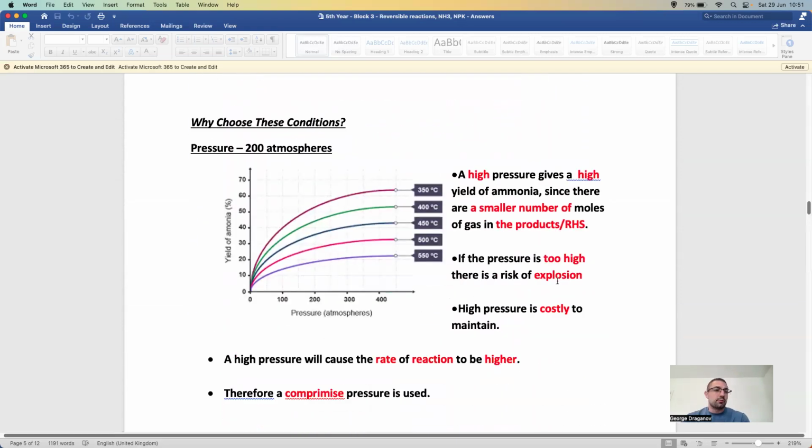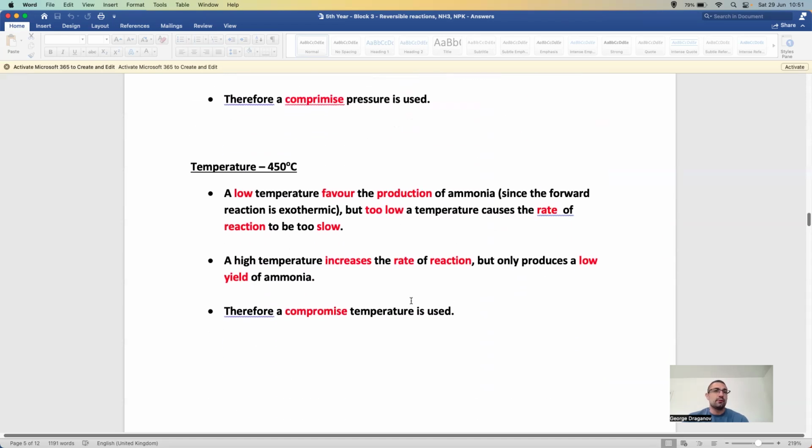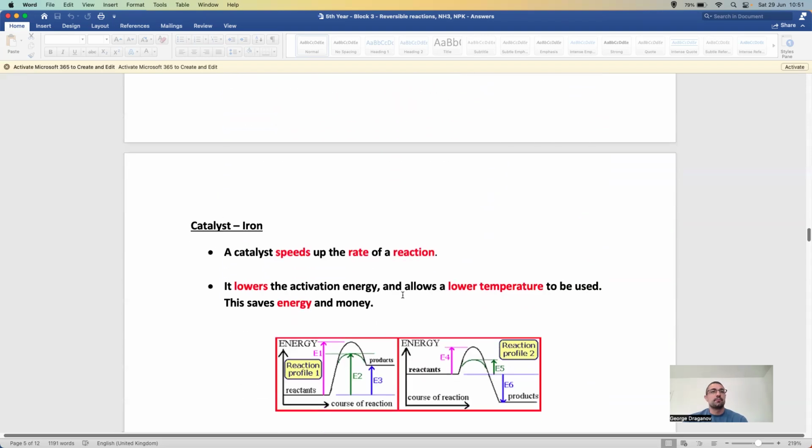Well, you could get an explosion because the equipment has to be very fancy and they could still explode, and it would also be very costly to generate the high pressure and maintain the equipment. So again, you have a compromise between, in this case, yield and costs, and in the other case, yield and rate. So be able to answer questions such as this.